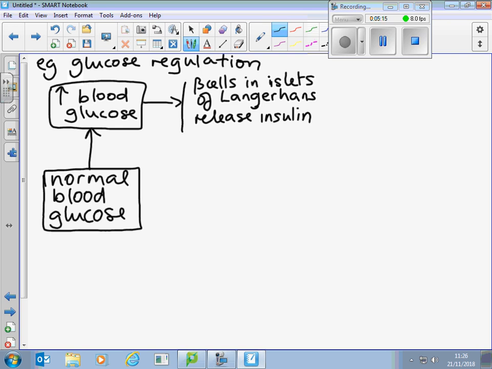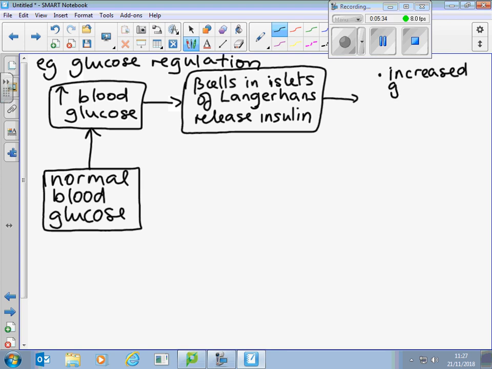And then I've got a box around it. What insulin does is bind to receptors on cells and open glucose channels, which means it increases glucose uptake. I could have used an up arrow for that. Increased glucose uptake by cells generally, and increased use as well. So increased glucose uptake and use by cells, any cells you like.